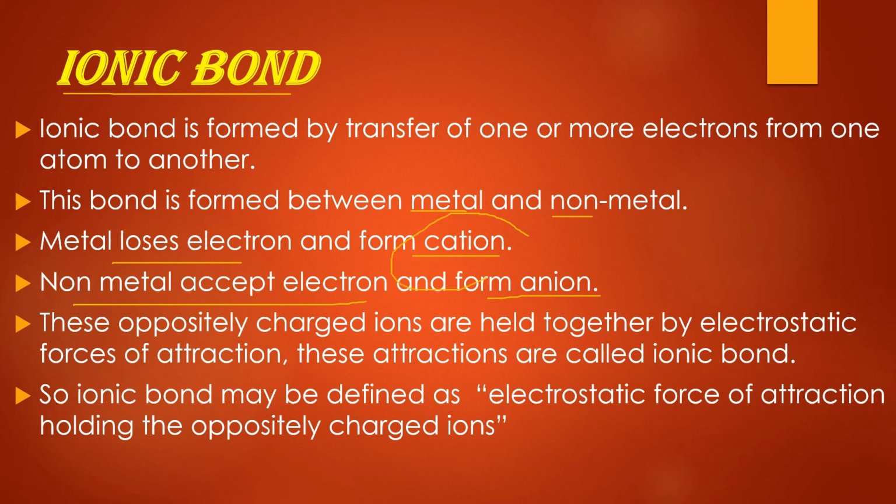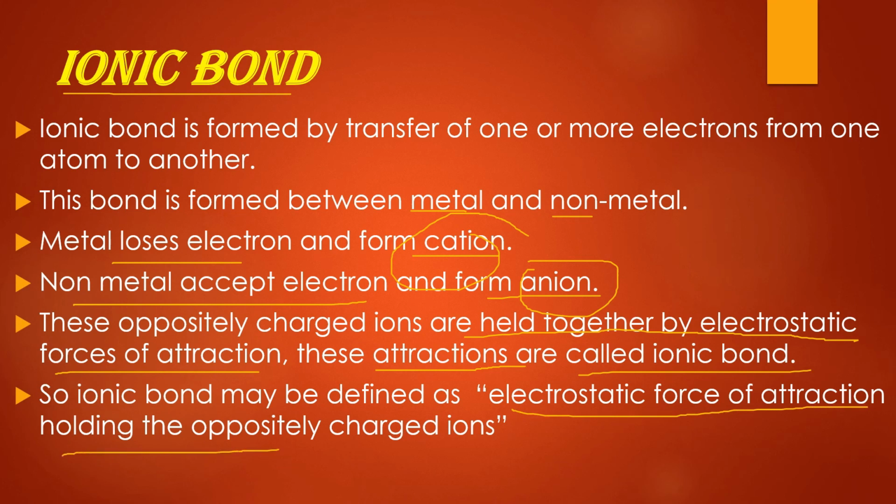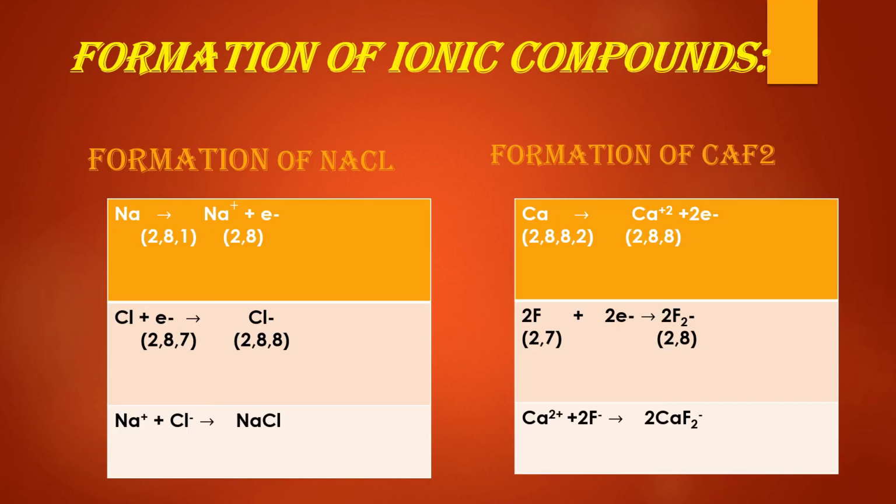Now these cations and anions are held together by electrostatic forces of attraction, and these forces of attraction are called ionic bond. So how do we define ionic bond? Electrostatic forces of attraction holding the oppositely charged ions together are called ionic bond. Now I am taking an example of the formation of ionic bond. Let us take the simple ionic compound NaCl.